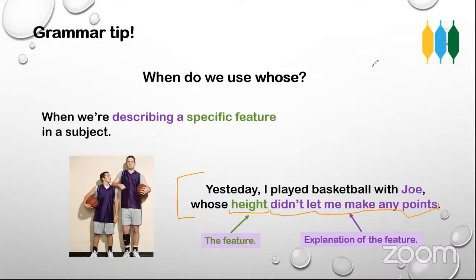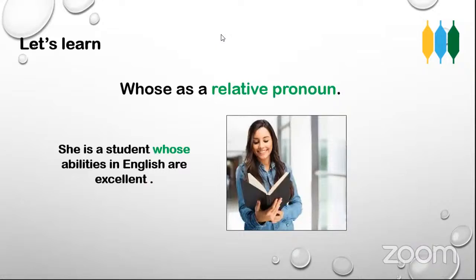If we go to the slide that we've seen before, let me clean this. We've got exactly the same case. We just got the feature, and then, let me use another color, the description of it. Here we go. That's right. In this case, are excellent is the explanation of all of the abilities, right? So whose is the word that we need to introduce this kind of feature when we want to explain that.